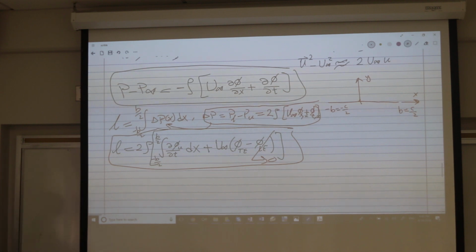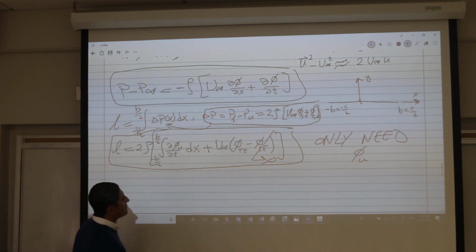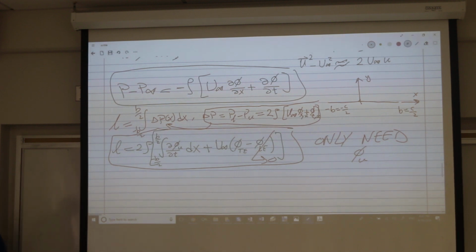So as you can see here, to get the unsteady lift, all you need is just phi. So we only need phi on the upper surface. Okay? So let's get phi.